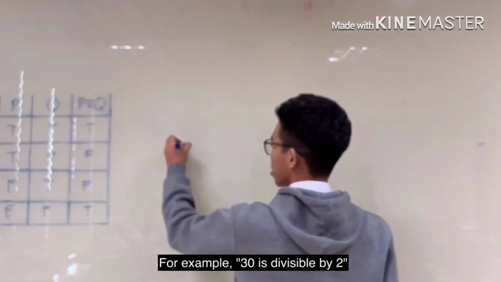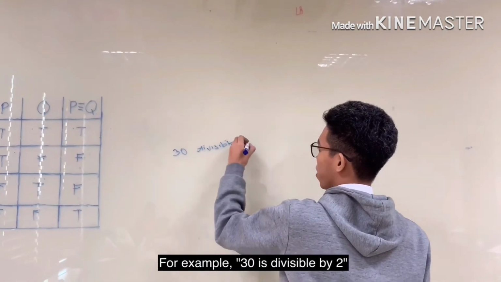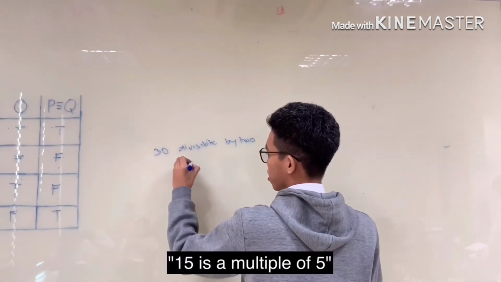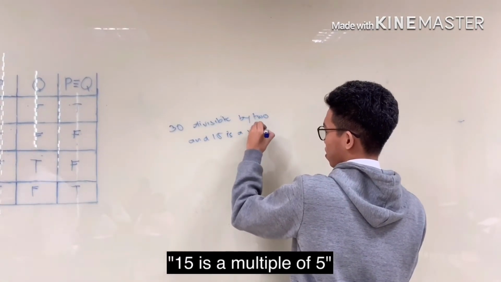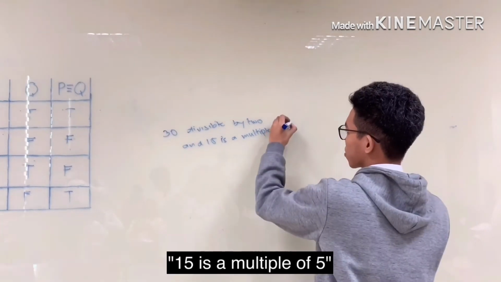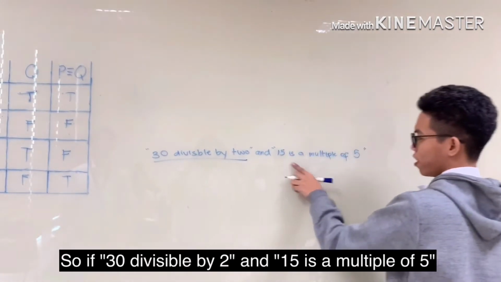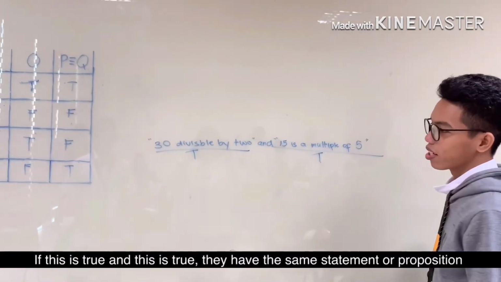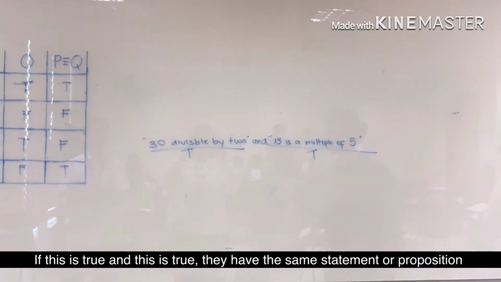So for example, 30 is divisible by 2 and 15 is a multiple of 5. So if 30 is divisible by 2 and 15 is a multiple of 5, if this is true and this is true, they are the same statement or propositions, so this is true.